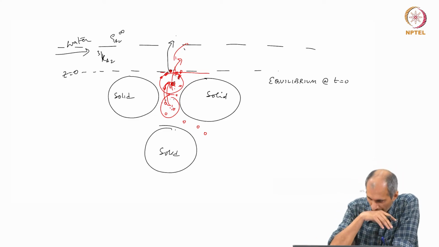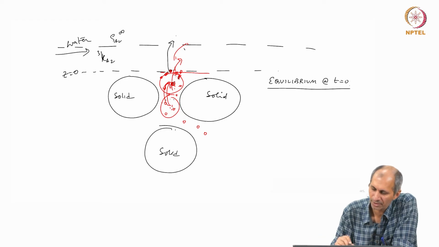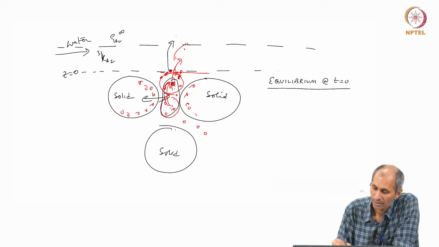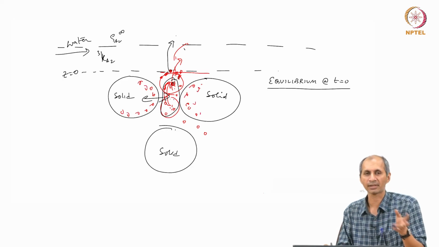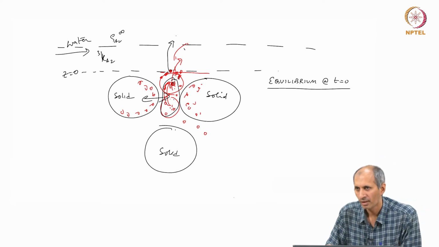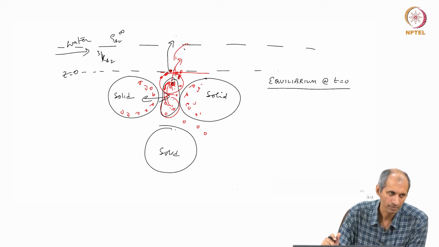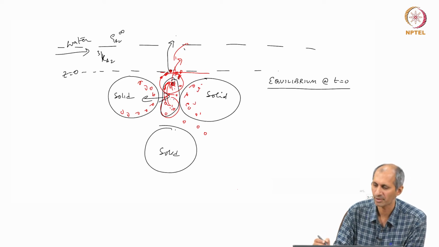So, if you assume equilibrium at t equals 0, we are also assuming equilibrium between the solid and the pore space. So we are assuming that whatever is there in the pore space is in equilibrium with whatever is there on the solid. There is some amount sitting on the solid. This is sediment solid. What is the equilibrium between sediment solids and the pore water? How do you describe the equilibrium between sediment?